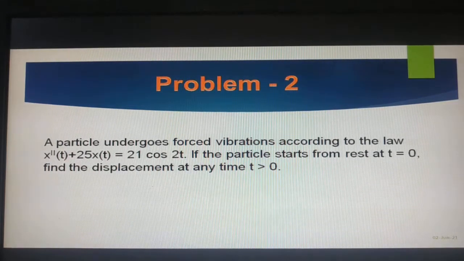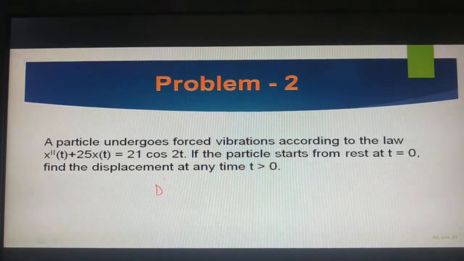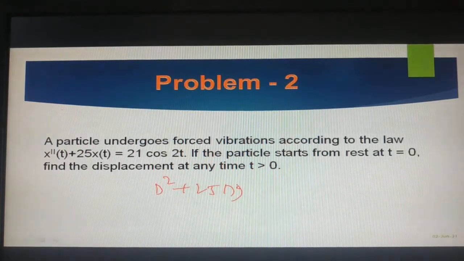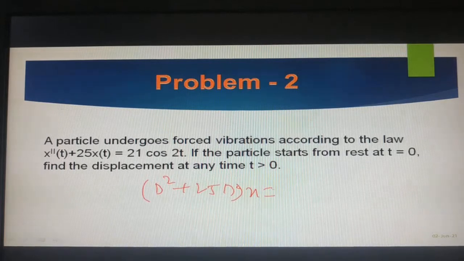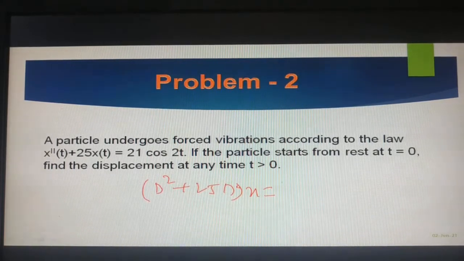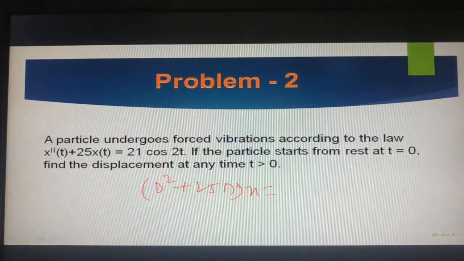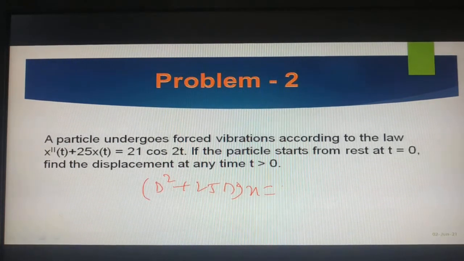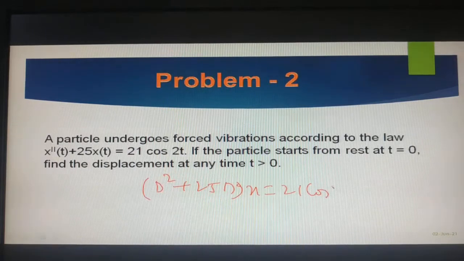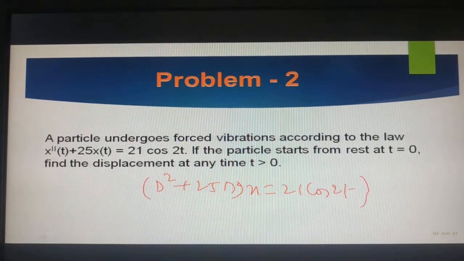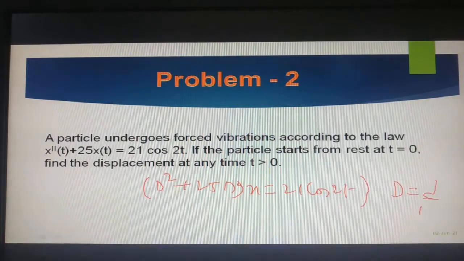So it's something like (D square plus 25D) into x of t. If you want, you can write it that way; simply take it as x only. Anyway, x with respect to t, which we are finding, is equal to 21 cos 2t. So here, what is D? D stands for d by dt, similar to your previous problem.